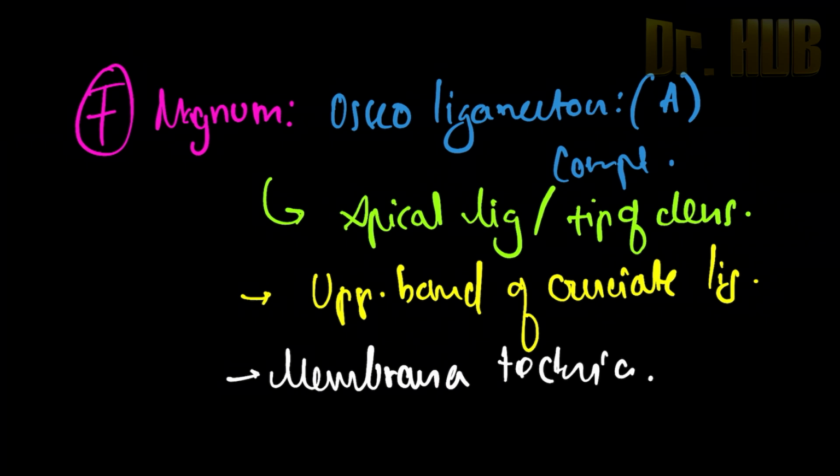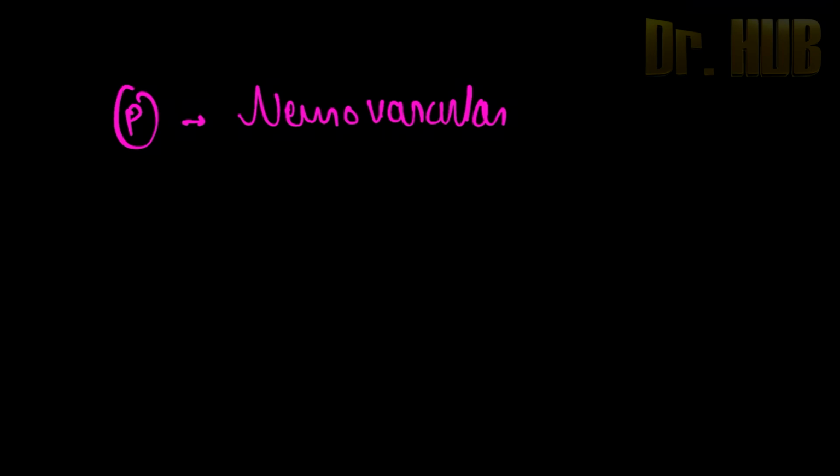So to recap, the osteoligamentous is the anterior compartment of the foramen magnum. This includes the apical ligament and the tip of dens, then the upper band of the cruciate ligament. So it has CD, that is cruciate and the tip of dens, as well as the membrana tectoria. Now moving on to the posterior aspect. The posterior aspect includes the neurovascular, also known as the posterior compartment.